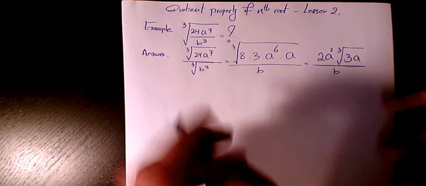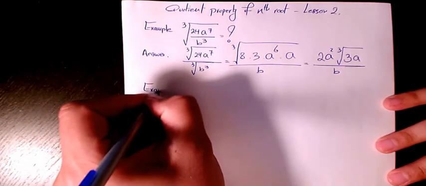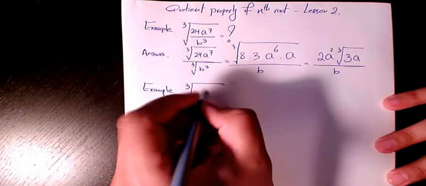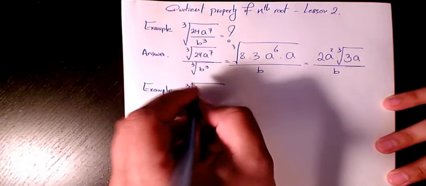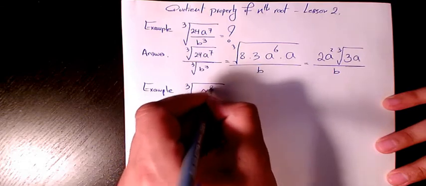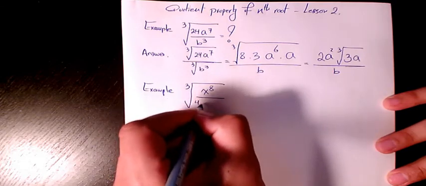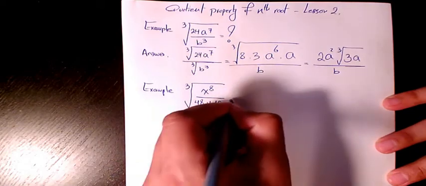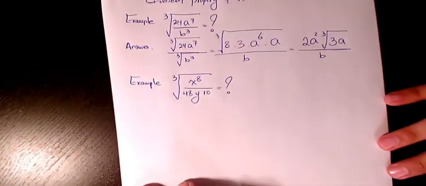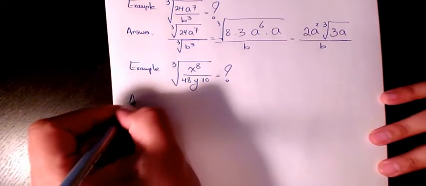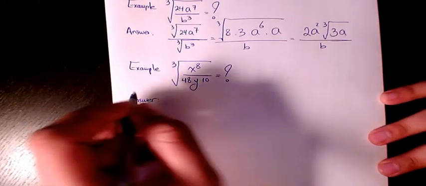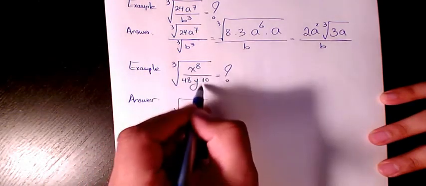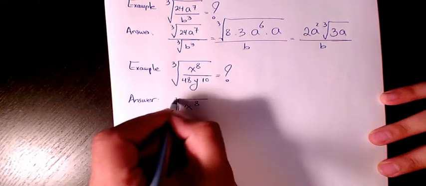Next example is cube root of x to the power of 8 divided by 48y to the power of 10. The answer will be, since the variables are different, we need to separate them.